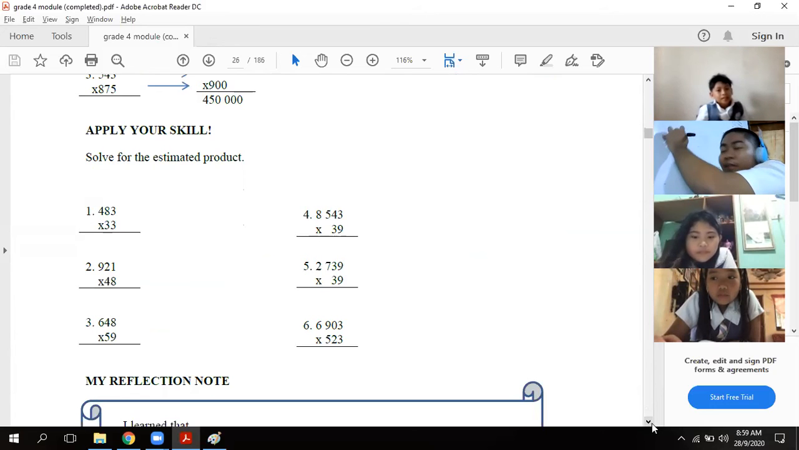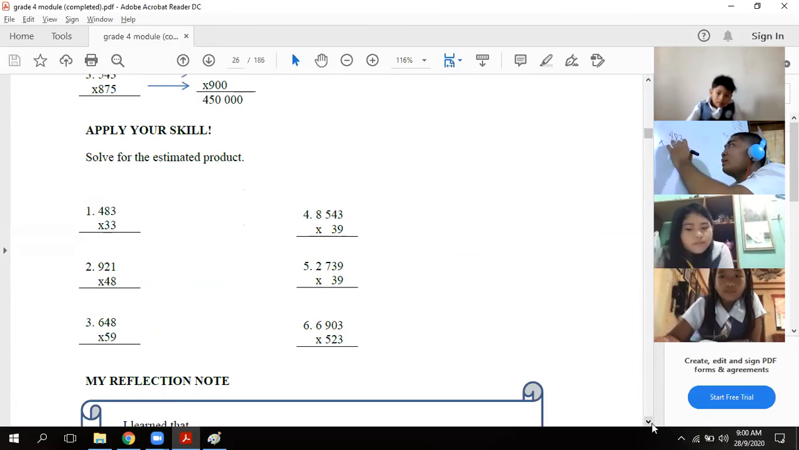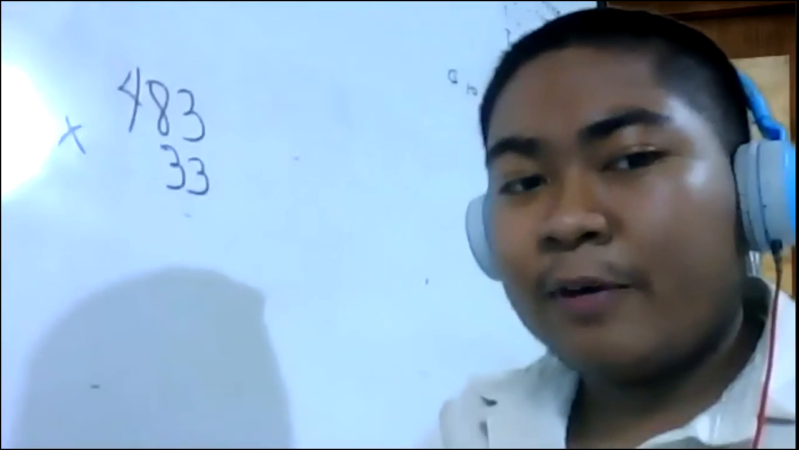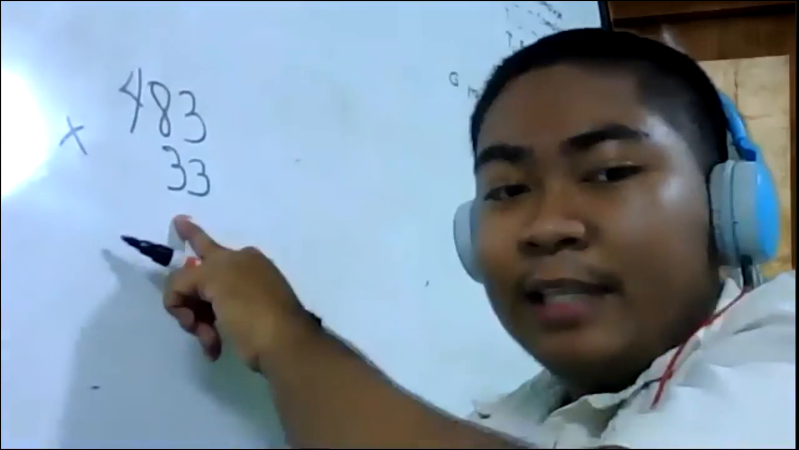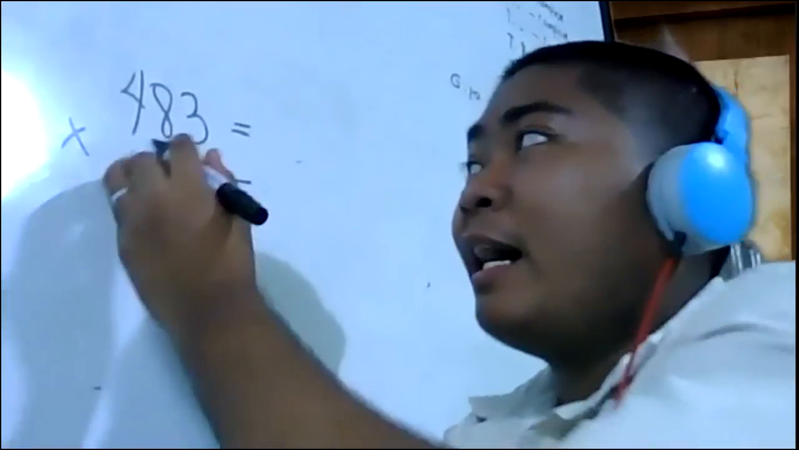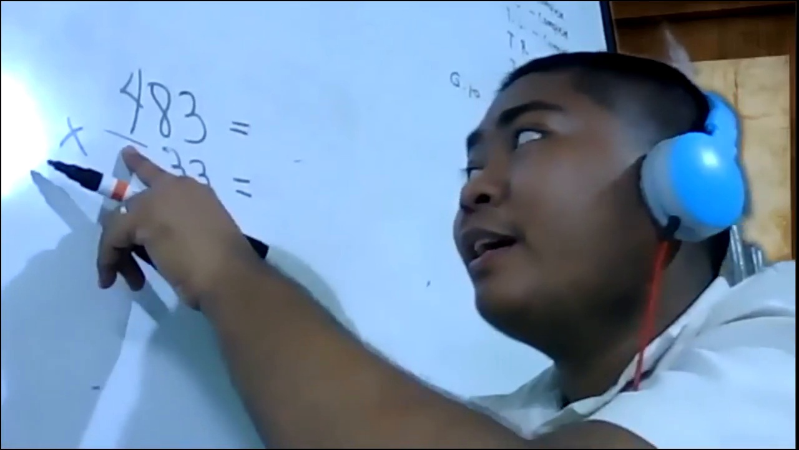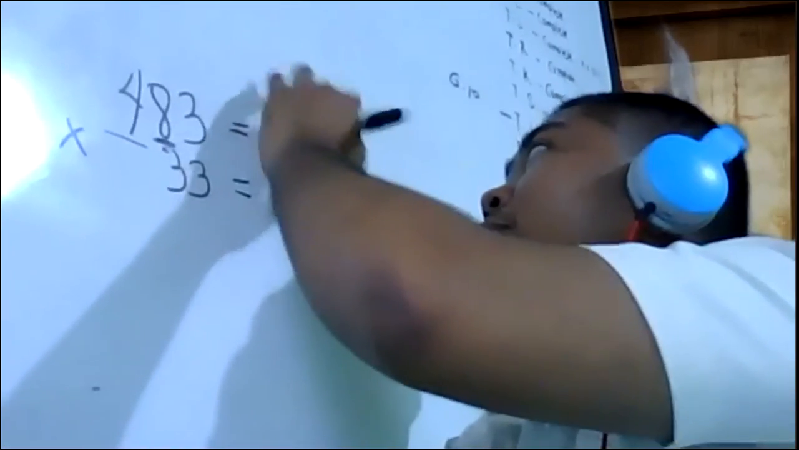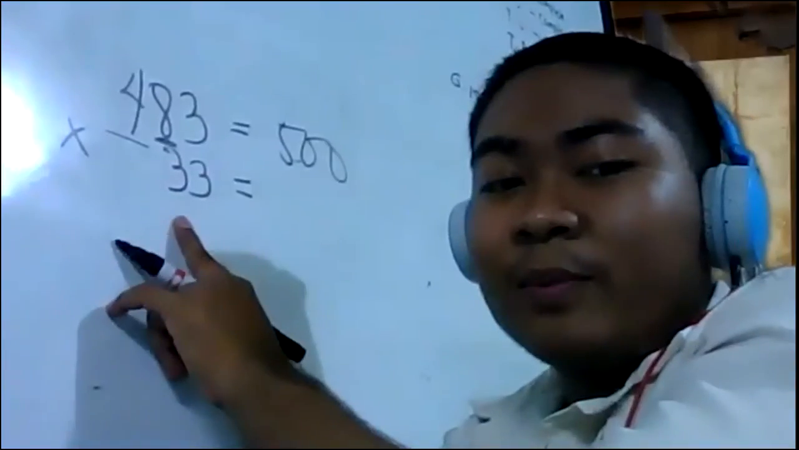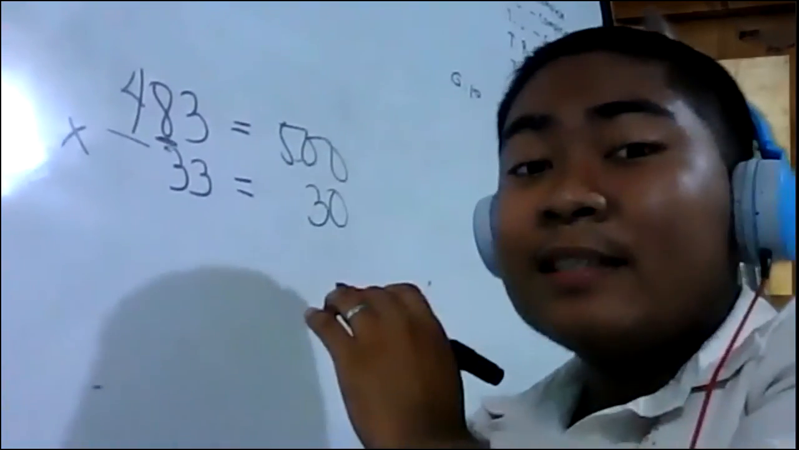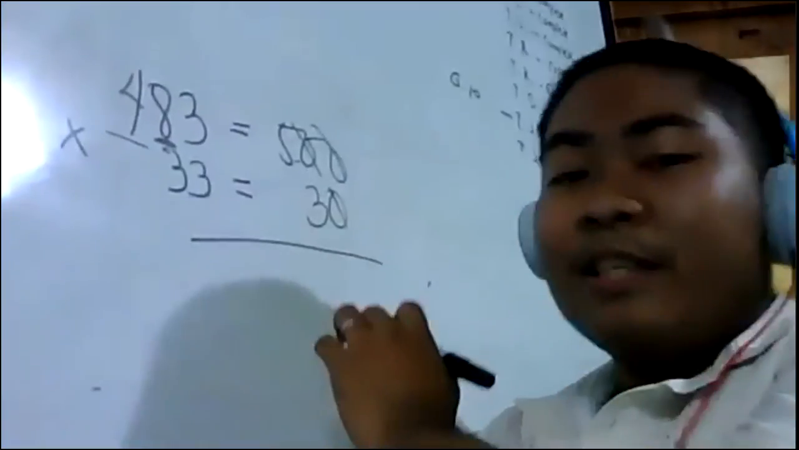So we have 483 times 33. So let's try to estimate the product of this. So, ones, tens, hundreds. So, saan tayo mag-round off? 4. Therefore, are we going to round up or down? Round up. 500. How about this one? Round down. Okay, magiging 30.